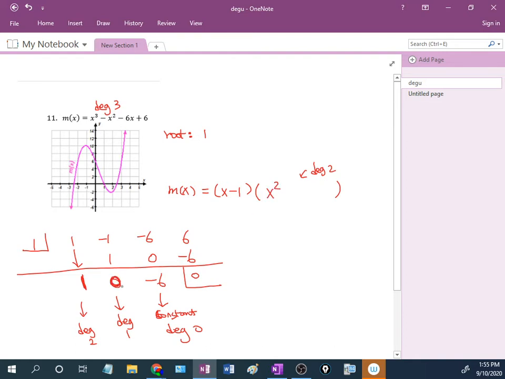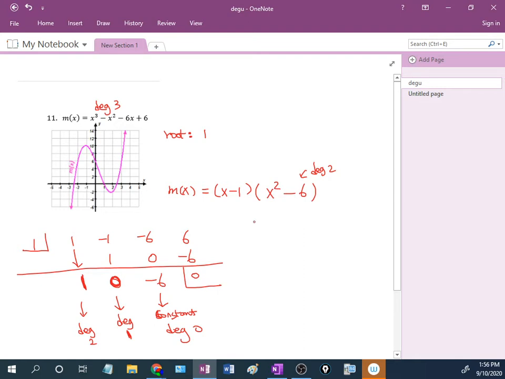Next one, 0 times x to the first power. Do I need to write 0 times whatever? No, I don't need to. So let's take the constant over here, and that's going to be a factor. Okay, make sense? So we use synthetic division to divide, and we found the divisor and the quotient, and divisor and quotient is a factor when we write a multiplication, okay?